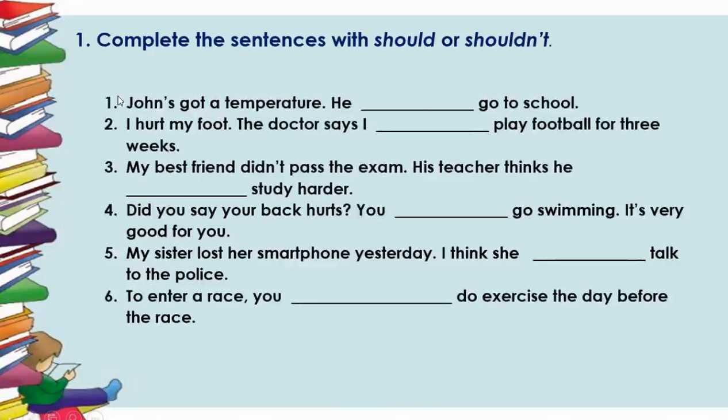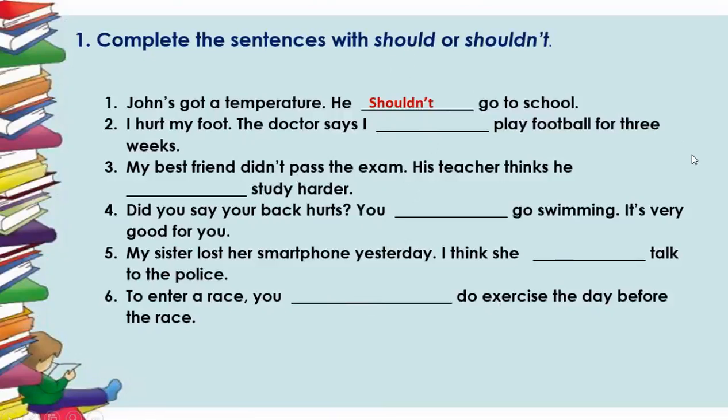Here are the sentences. Number 1, we have 6 sentences. The first one is: John's got a temperature. He go to school. What is correct? Should or shouldn't? Okay? According to the sentence, shouldn't is correct. So, he shouldn't go to school. Fill in the gap with the rest of the sentences, only with should or shouldn't.